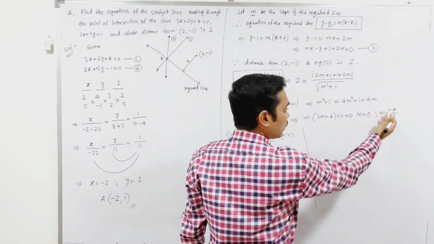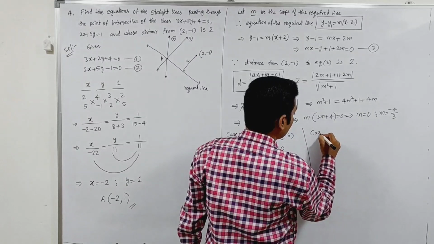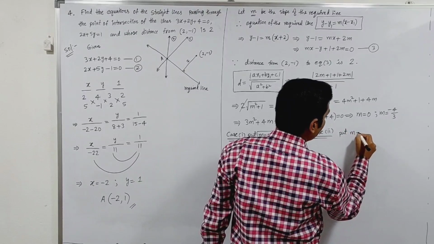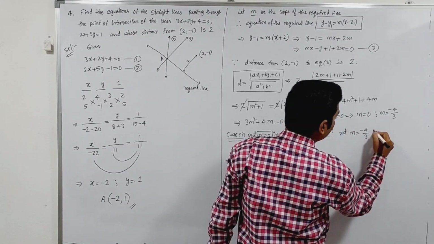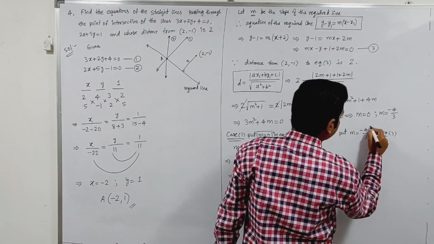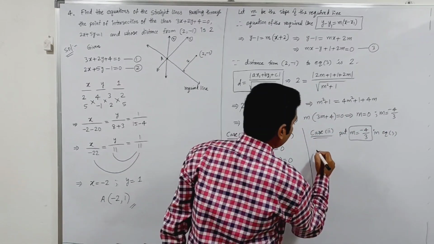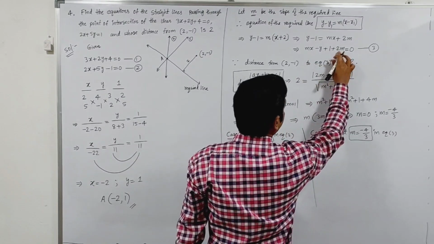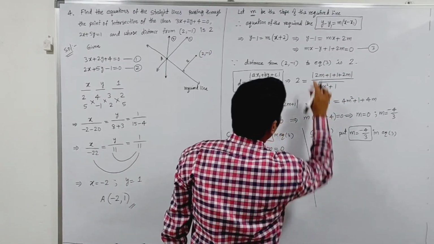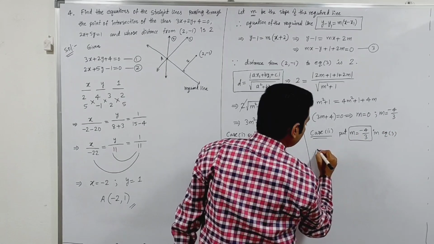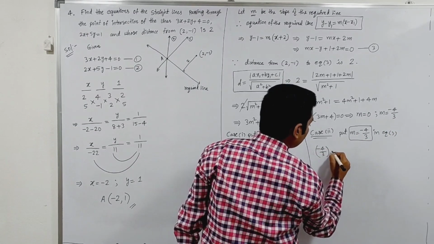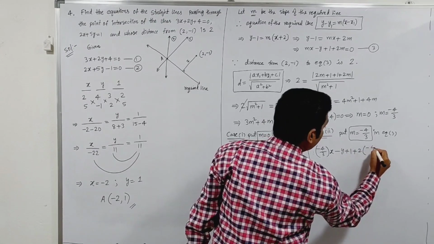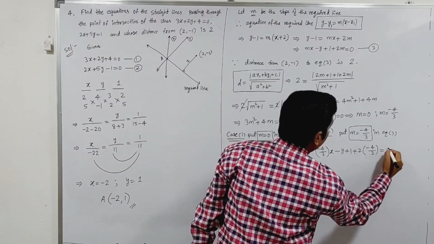In case 2, we get another answer for m. Case 2. In this case 2, put m is equal to minus 4 by 3 in equation 3. Same equation, because the third equation is the required line. What is the third equation? mx minus y plus 1 plus 2m equals 0. In the place of m, replace minus 4 by 3. So minus 4 by 3 into x minus y plus 1 plus 2 into minus 4 by 3 equal to 0.